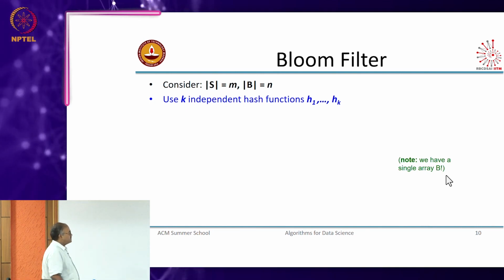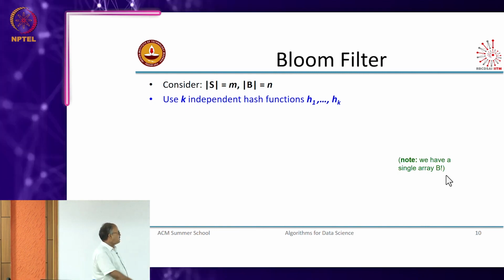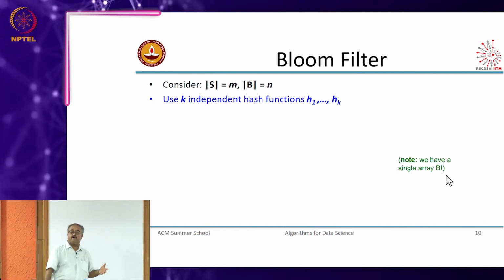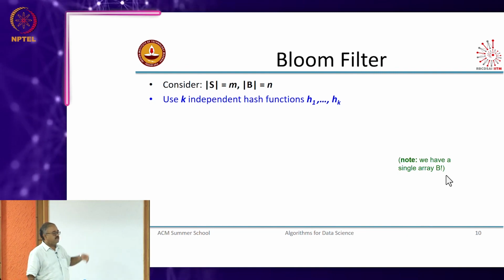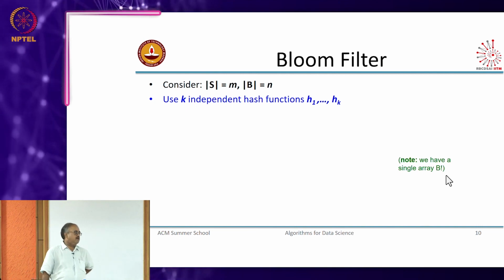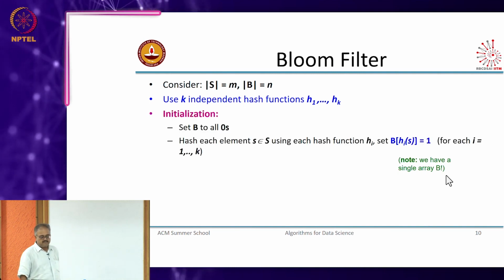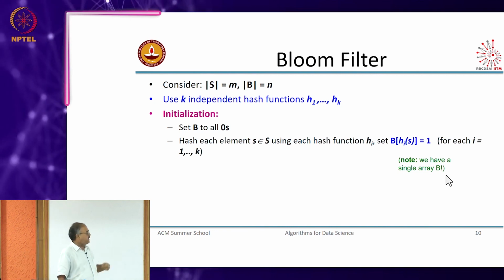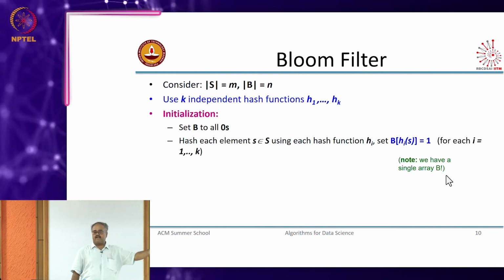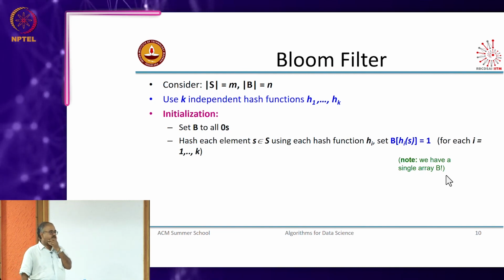I am going to use k independent hash functions, but because I want to make sure that our memory restrictions are maintained, we will just use a single array. It is not like I am going to have k arrays of n bits each. So, I am going to use a single array of n bits. Set all the bits to 0. When you take an element in S, use each hash function, and whatever value that hashes to, you set that corresponding bin to 1.